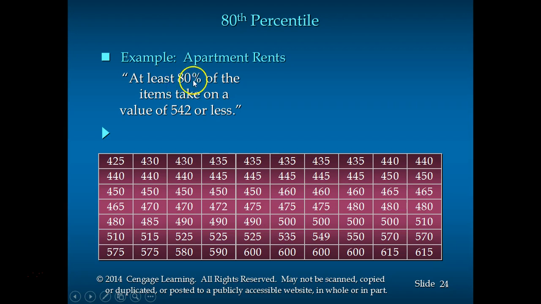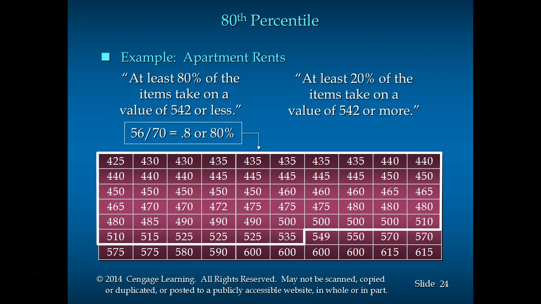That means at least 80% of the items take on a value of 542 or less. This is the interpretation of it, okay? At least 20% of the items take on 542 or more. There's the interpretation of that one.